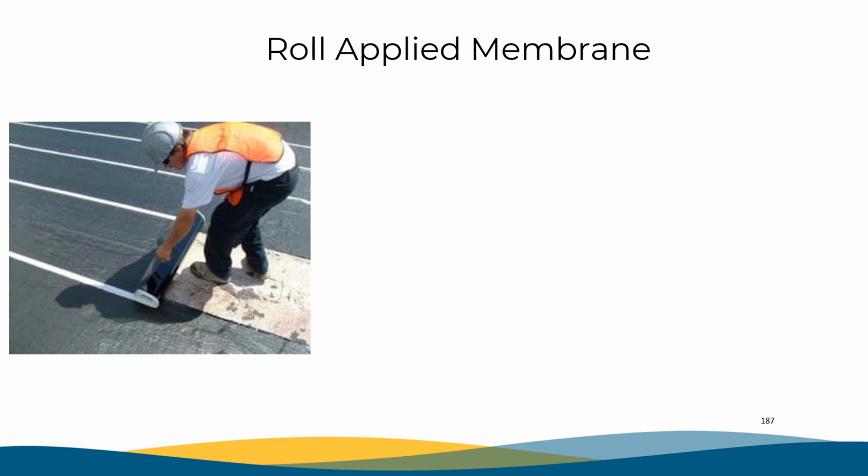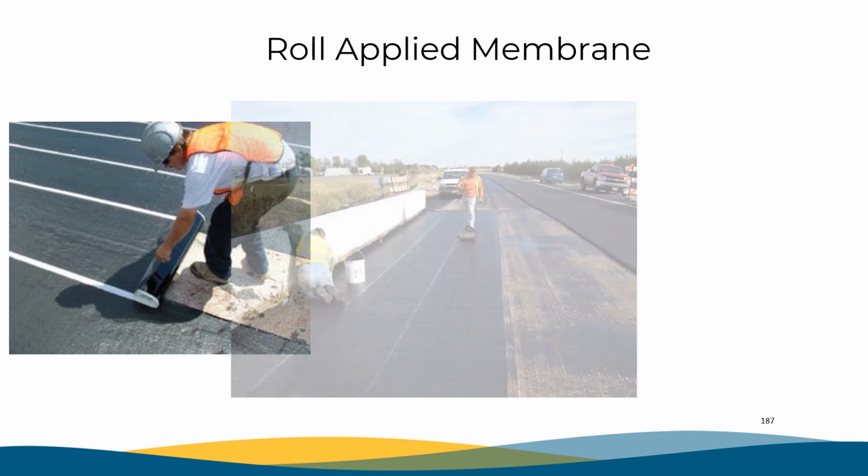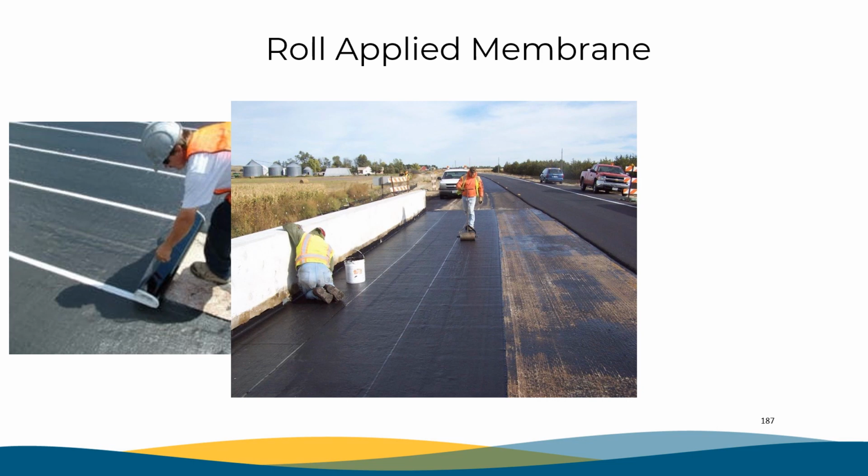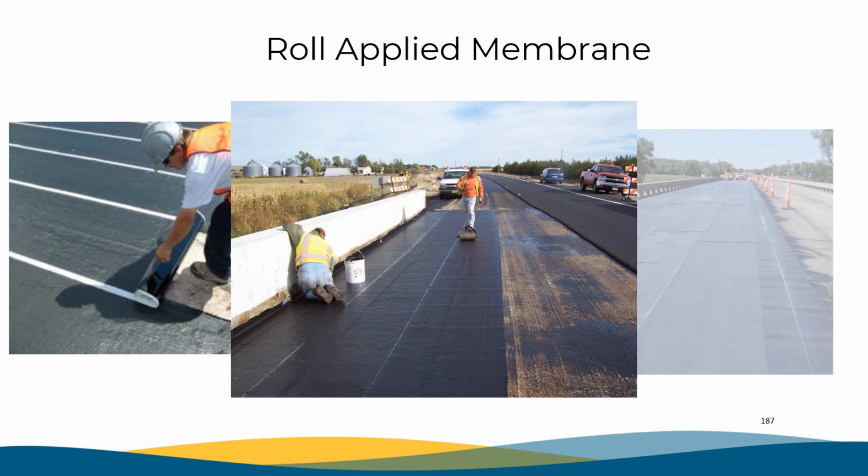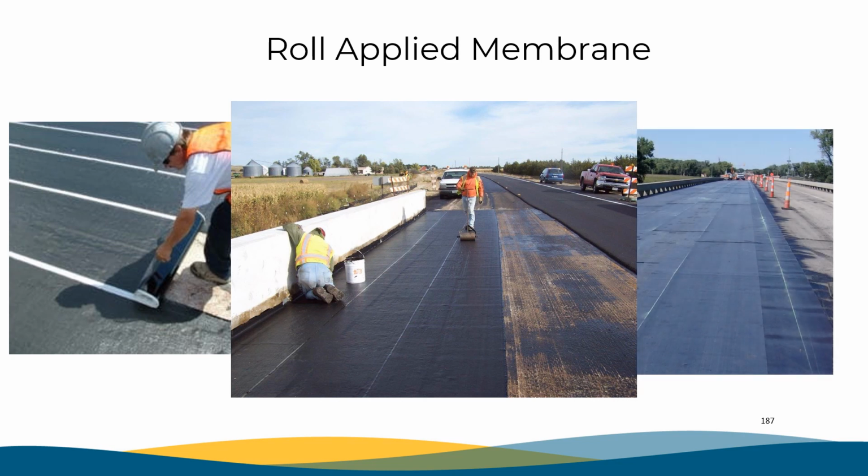Now let's look at the roll applied membrane. Just as the name implies, it comes in sheet rolls, and they are rolled onto the deck after the primer coat is applied. It is laid with overlaps, and then it is rolled with compression rollers for adhesion. Then it can be tacked and overlaid with asphalt.